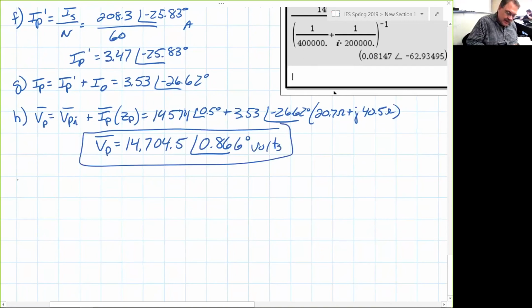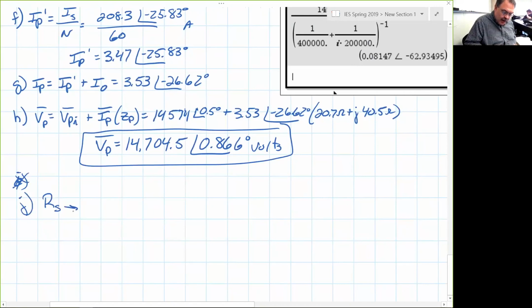Okay. Then the last thing they ask you to do is, well, in I, they reflect everything to the low side, and then in J, they reflect everything to the high side. Yep. To be honest about it, I think what I would do is just reflect everything to the high side. So let's just do J. I guess that should have been I.